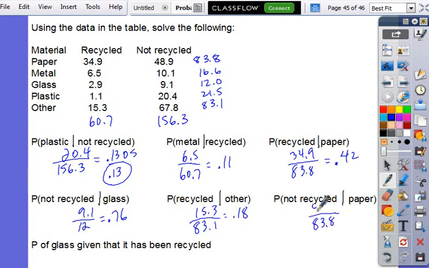0.58. All right, now stop right there. On this, you should have been able to tell me that was 0.58 without doing any work. How can I use this one right here to figure out that one? Subtract it from 1. This is recycled in paper. This is not recycled in paper. The total of that has to be 1 because any probability total has to be 1. So 1 minus 0.42 would have given me that 0.58.